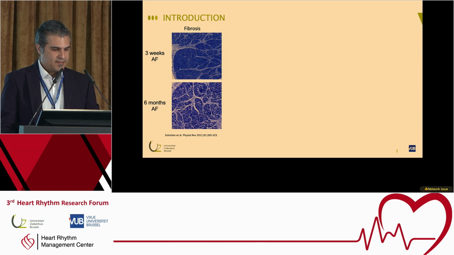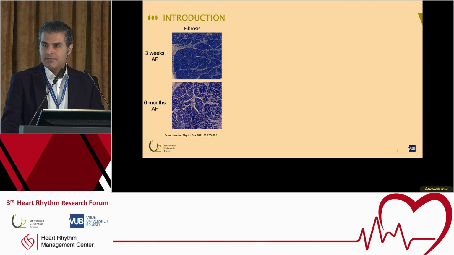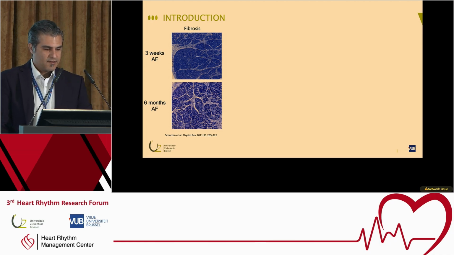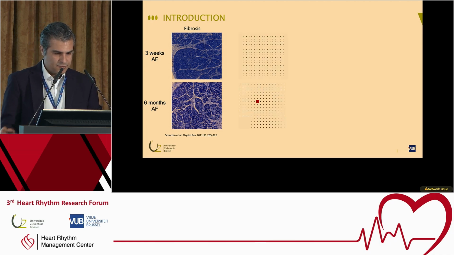So if you take a look at this slide, you see two pictures. On the top, you see a histology of the goat atrial tissue with 3 weeks of atrial fibrillation. On the bottom, you see a goat with 6 months of atrial fibrillation. If you compare these two pictures together, you can appreciate a significant increase in the white material. And this white material is nothing but the fibrosis and connective tissue.